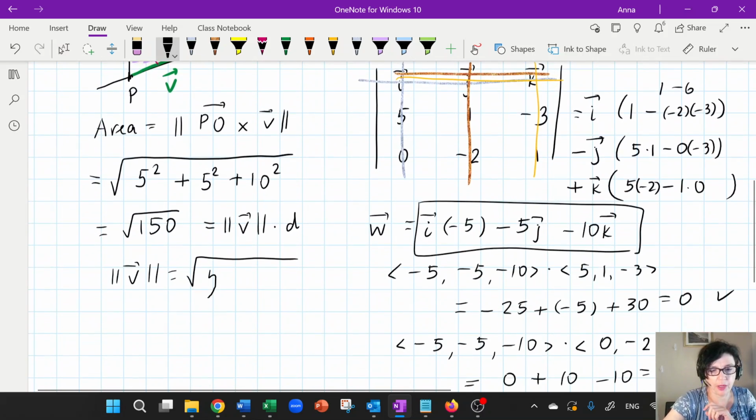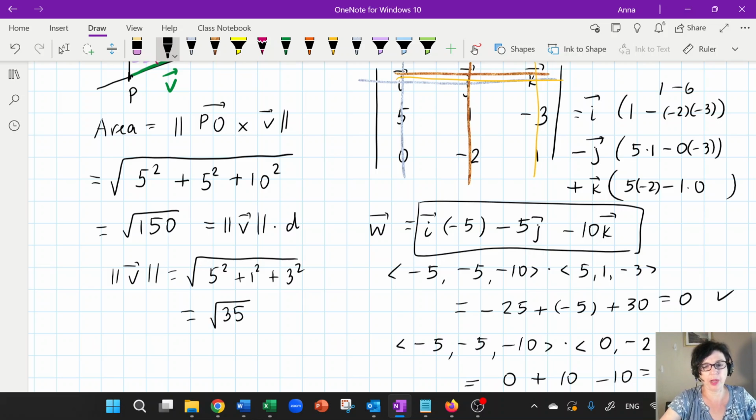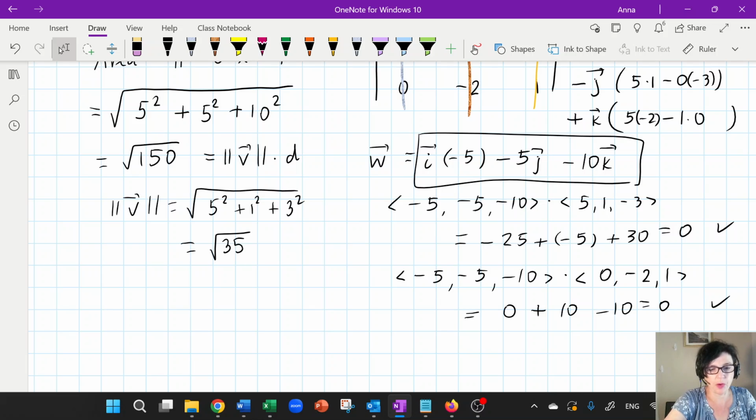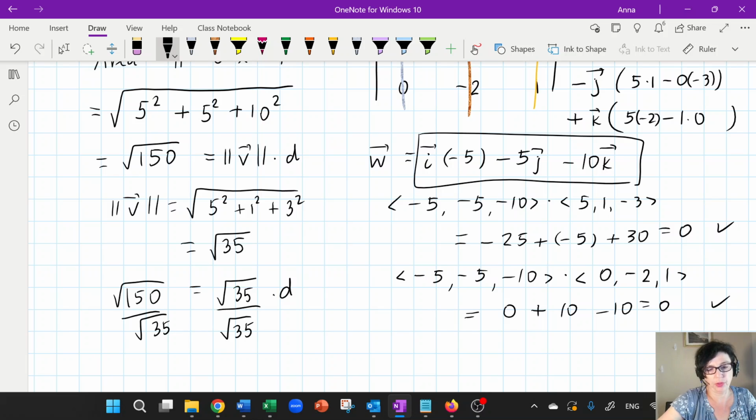So this would be 5 squared plus 1 squared plus 3 squared. So that becomes 25 plus 1, 26, and 9. So I think that would be 35. So magnitude of v is square root of 35. So now what do we get? We get 150 equal to square root of 35 multiplied by what we need to know. So dividing both sides by square root of 35, which I don't think, I mean, maybe it can be simplified, but I think since this cancels here, this sort of answer is fine.